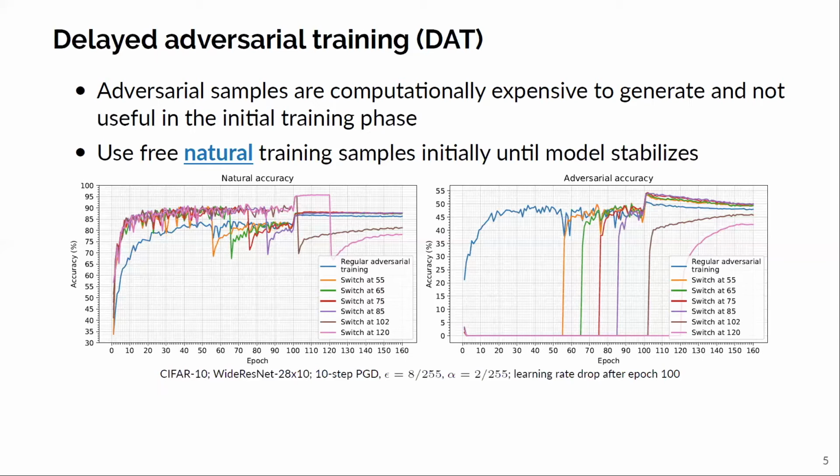We see that there is a wide range of epochs where we can perform the switch and get comparable or actually in some cases even better performance as compared to regular adversarial training. We also observe that we should not switch too late after the learning rate drop at epoch 100 because the learning rate drop is an external action that encourages the model to converge further. By switching to adversarial samples during training, we have reduced training time by using natural samples at the start.